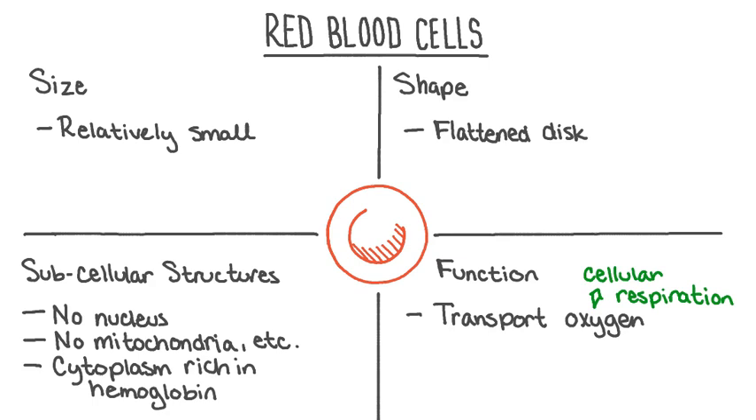The size, shape, and subcellular structures of red blood cells give them special properties, which make them perfectly adapted to their function of carrying oxygen throughout the blood vessels of your body. Let's continue looking at some more examples.